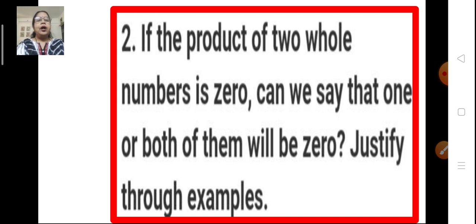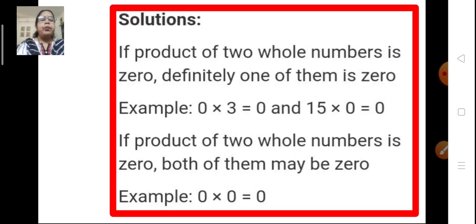Alright. Now, look at the question number 2. If the product of two whole numbers is 0, can we say that one or both of them will be 0? Justify through examples. Okay. So, if the product of two numbers is 0, definitely one number will be 0, isn't it? Any number multiplied by 0 becomes 0, isn't it?